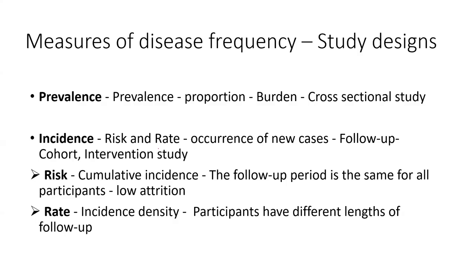Incidence is of two types. Cumulative incidence is a measure of the risk, where the follow-up period is the same for all participants in your study and there is low attrition. Rate, on the other hand, is known as incidence density, and here the participants have different lengths of follow-up, so you have person time in the denominator. These are the different concepts which you need to understand.